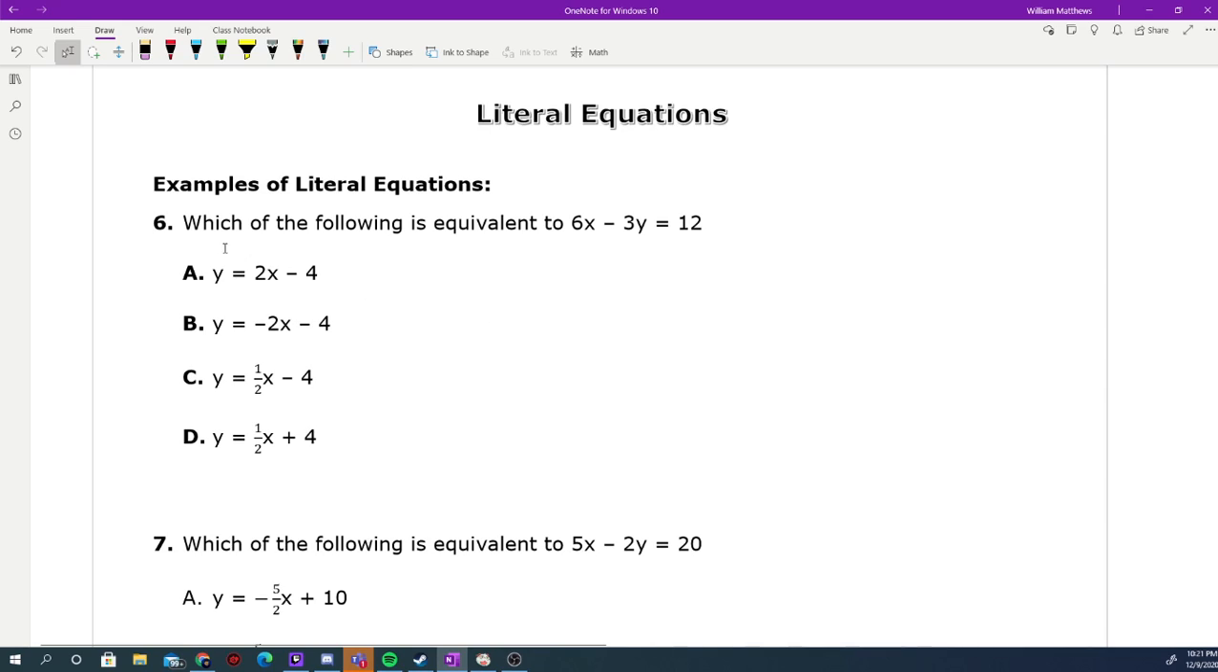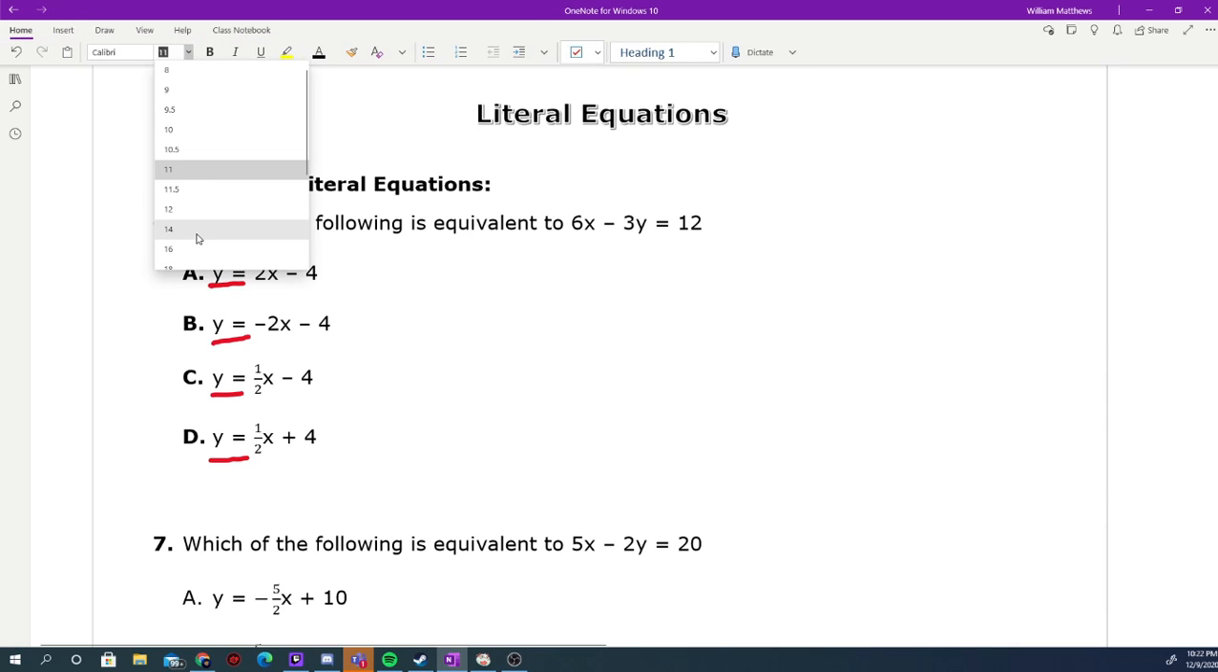So with that idea in mind, looking at number 6, it says, which of the following is equivalent to 6x minus 3y equals 12? The first thing you want to notice is that every one of your answers says y equals. So it's letting us know what we would need to solve for with our equation. I need to solve for y.